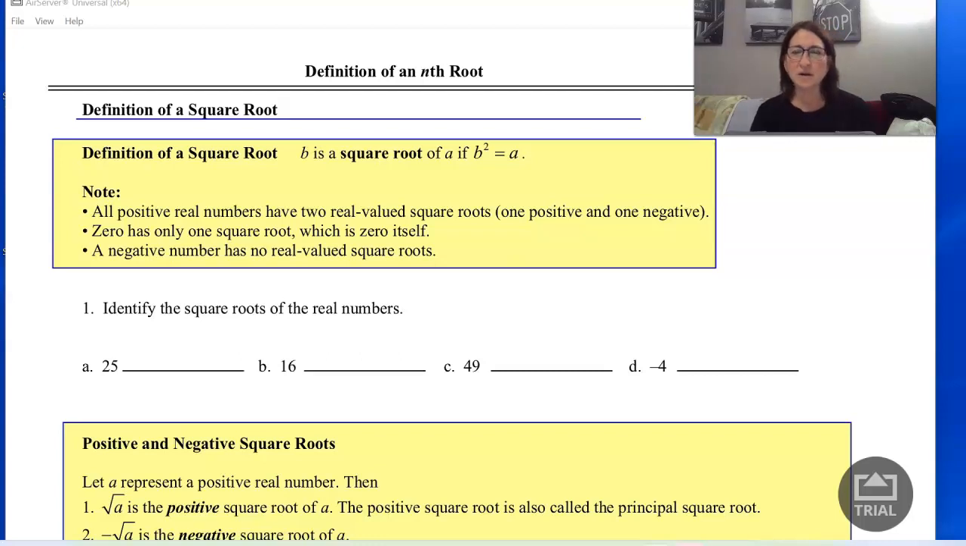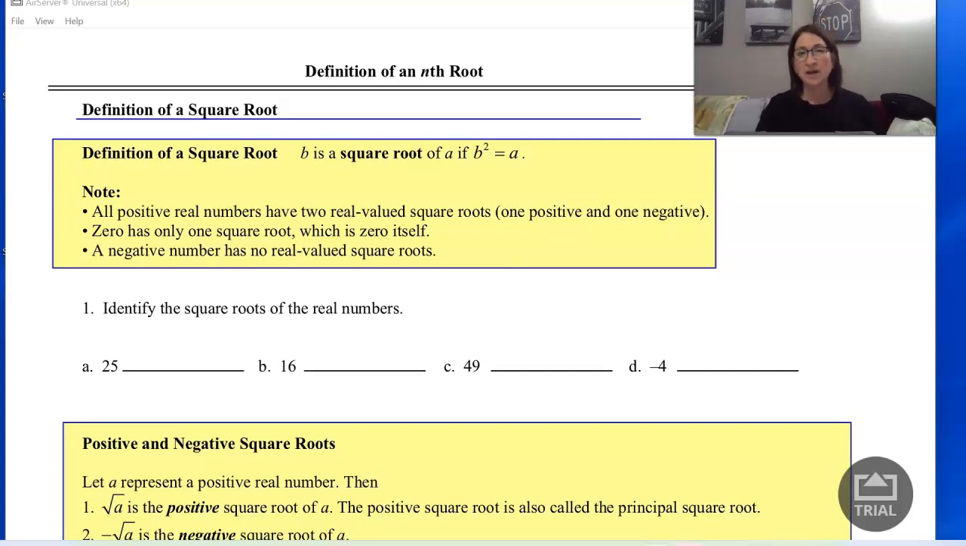So we are going to start going over section 6.1, which is the definition of an nth root. We know a lot about square roots. Then there's a cube root, a fourth root, a fifth root, a sixth root. It goes all the way up through infinity, potentially. That's what an nth root refers to. The n refers to any root.